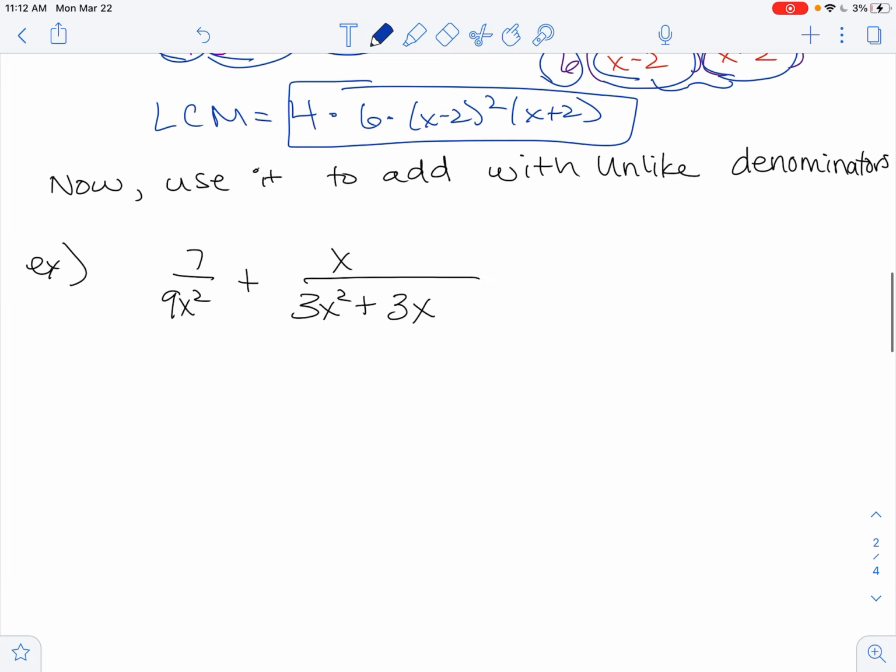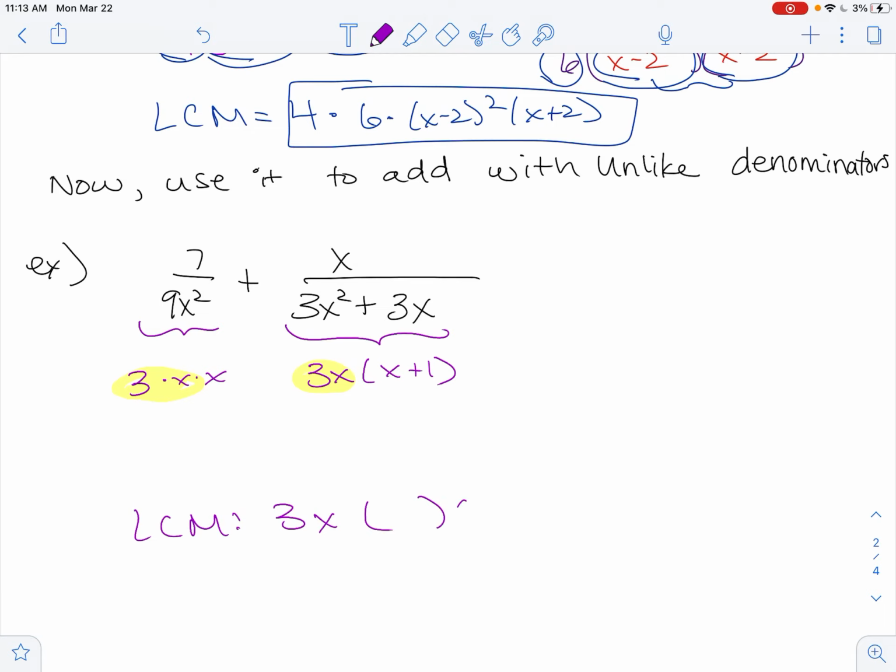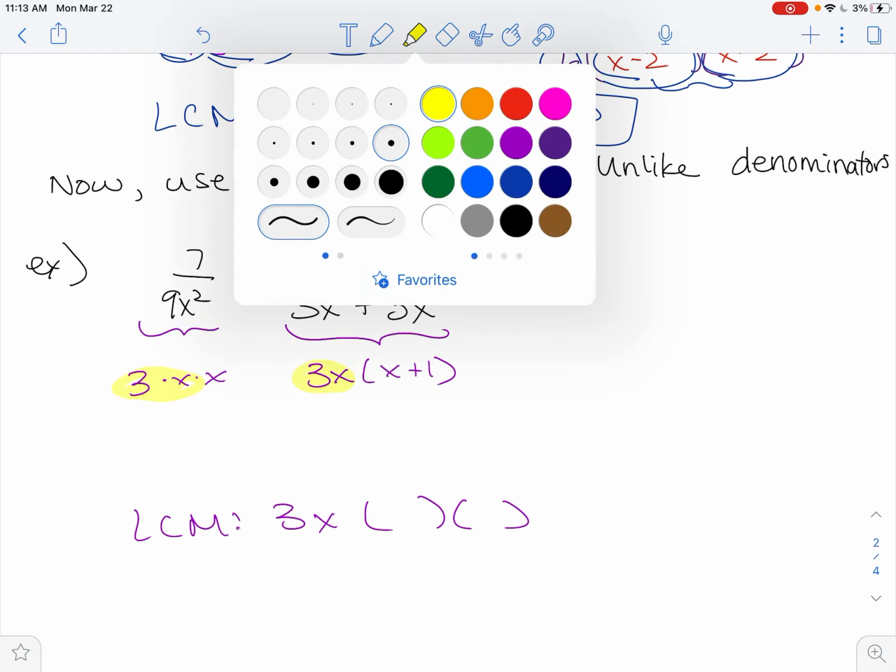So now we're going to add these unlike denominators. So here, this can't factor down anymore, but this one can. Let's pull out a GCF of 3x, and we end up with x plus 1. This here we can factor down to 3 times x times x. So we see here, we see 3x for both of these. So the LCM is going to be 3x for both of them. And then whatever's left, we also bring down.